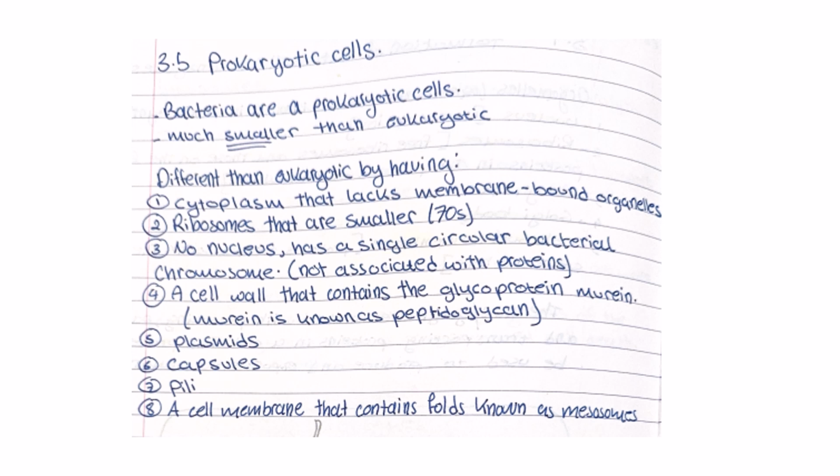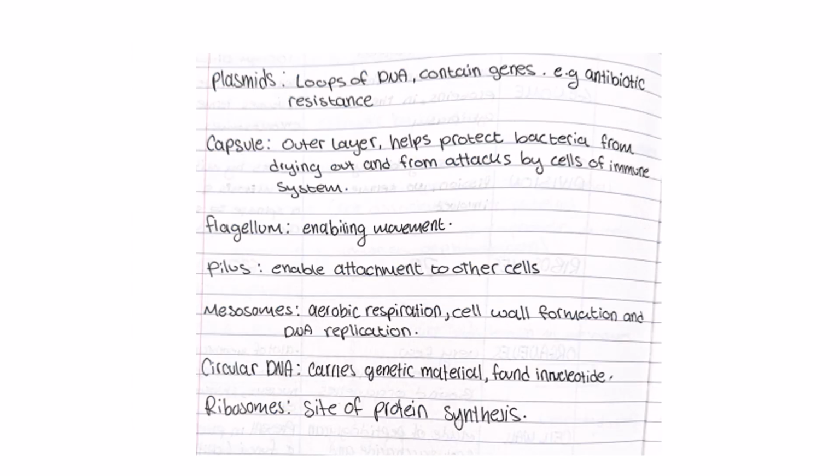Now, a cell wall that contains glycoproteins. Murein is also known as peptidoglycan. They have plasmids, capsules, pili, and a cell membrane that contains folds known as mesosomes. Plasmids are loops of DNA that contain genes. Plasmids sometimes contain antibiotic resistance. Plasmids aren't needed for the survival of bacteria. However, they do provide some advantages, such as being antibiotic resistant.